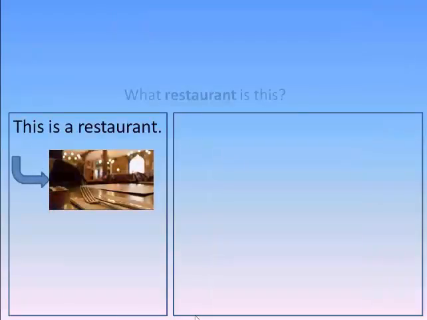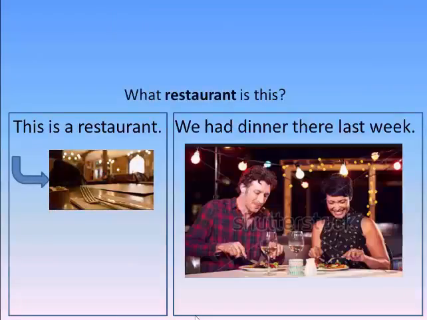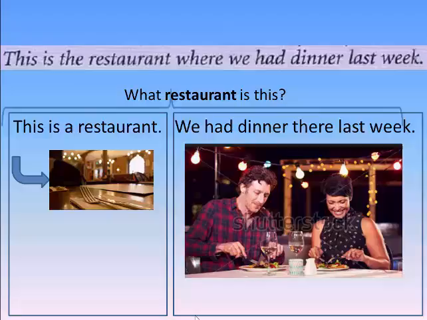This is a restaurant, but what restaurant is this? We had dinner there last week. Okay, I can put these 2 sentences together and say, this is the restaurant where we had dinner last week. And we are talking about a restaurant, which is a place, so I use the word where.